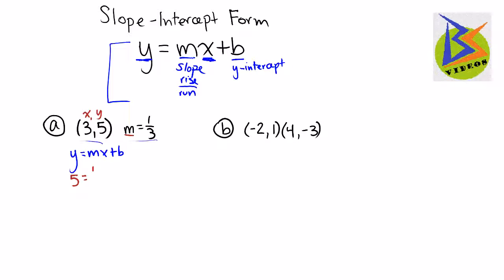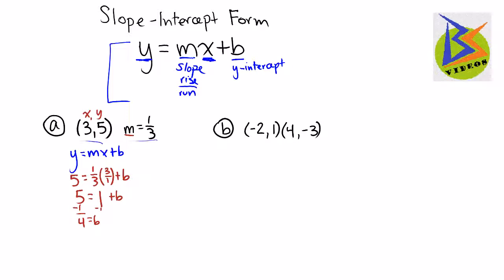So our slope is 1/3, and we're going to multiply, I'll just put it as 3 over 1, which is 3, plus b. So really what we're doing is we're just solving for b, and as we said before, b is our y-intercept. So 1/3 times 3 is 1, and so we have that 5 equals 1 plus b. Subtract 1 from both sides, and we get 4 equals b.